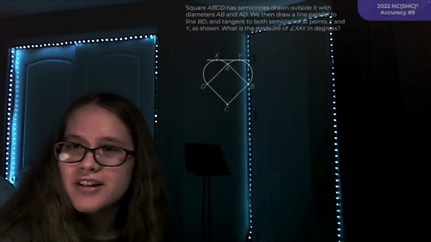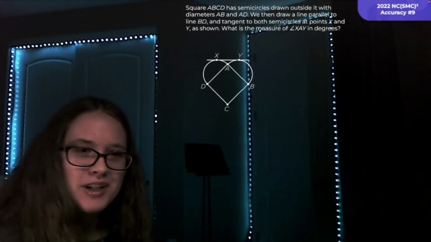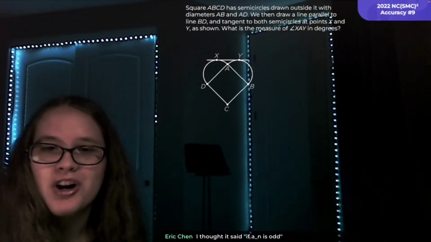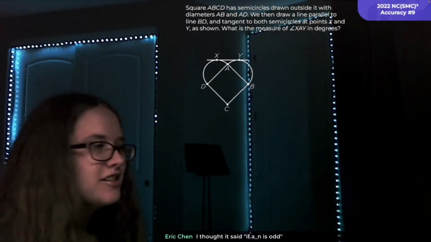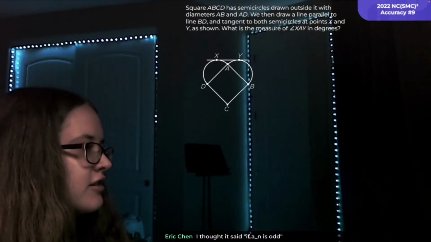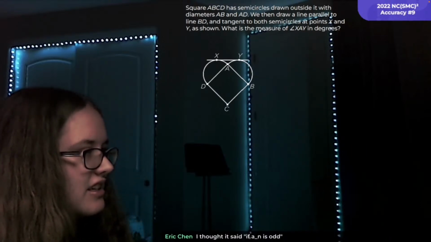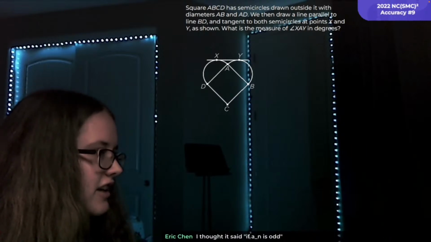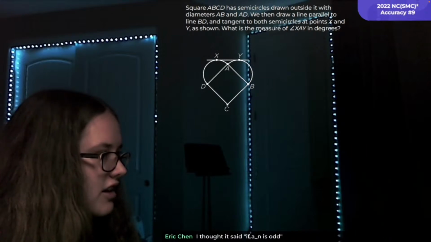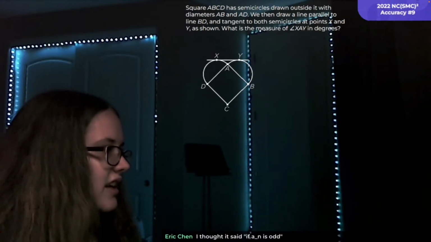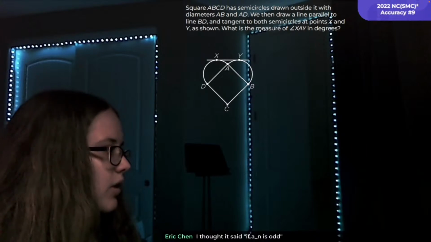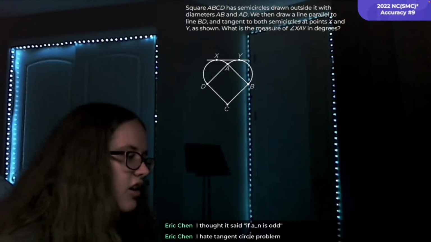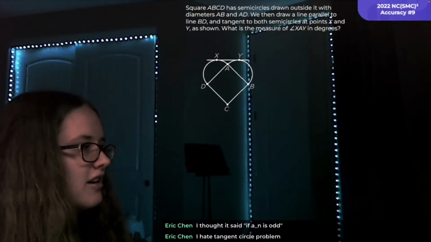Okay. Oh no, we have geometry up next. That was such a nice question you had. Now we have geometry. Come on now. Okay. We have square ABCD with semicircles drawn outside it, diameters on the sides. We then draw a line parallel to BD and tangent to the semicircles. What is measure XAY? Okay, that's not too bad.